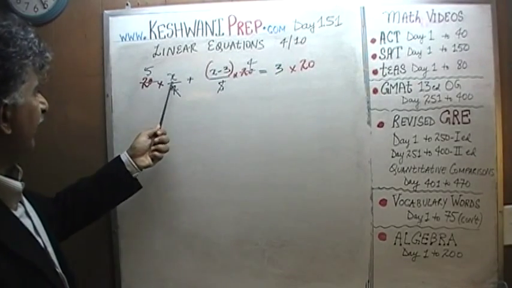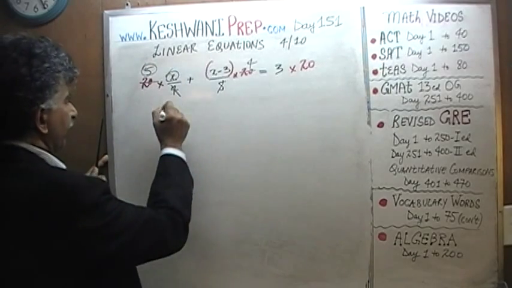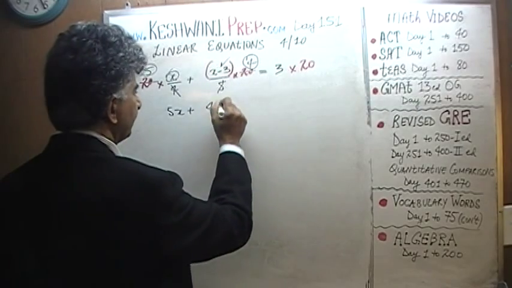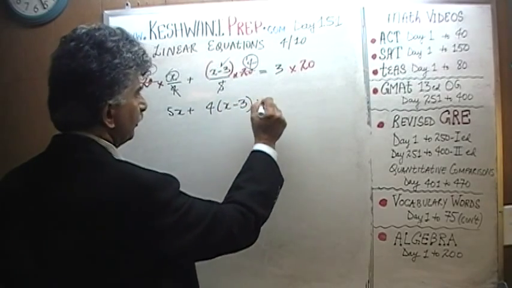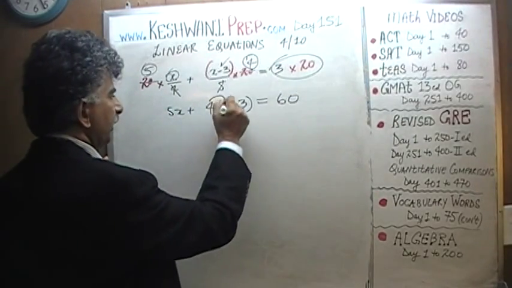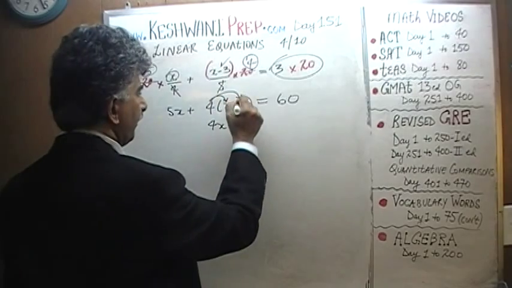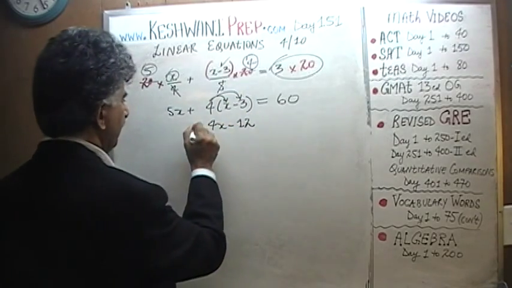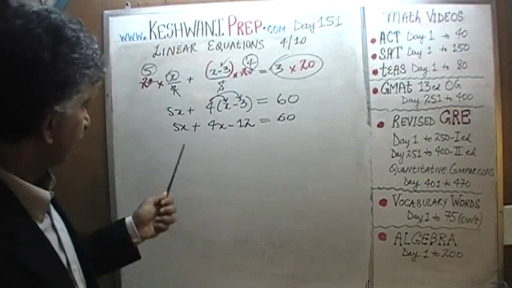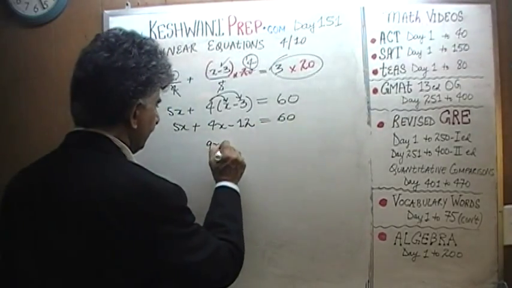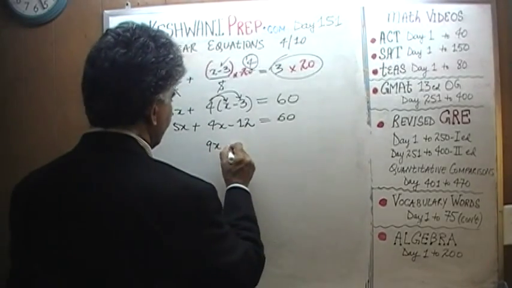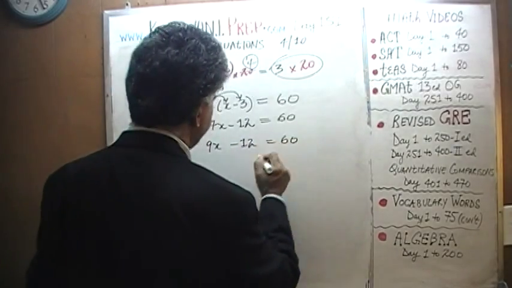So here we'll have 5 times x, that's just 5x, plus 4 times x minus 3, equals 3 times 20, which is 60. Open the parentheses, so we get 4x, and 4 times negative 3 is negative 12. And here we have 5x. 5x plus 4x is 9x. So 9x minus 12 equals 60.